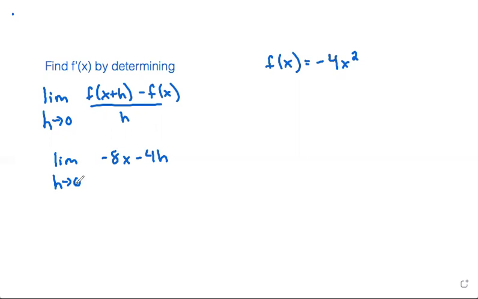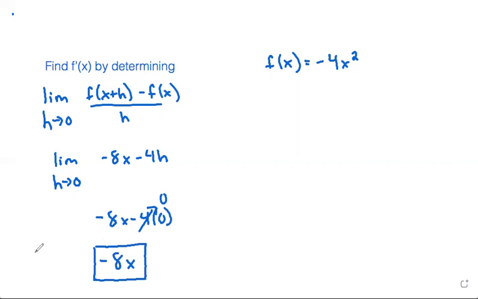From here, to finish evaluating my limit, when my h is approaching 0 and I don't have an h in the denominator, I can just plug in 0 for my h, and I get negative 8x minus 4 times 0. This whole term, because it's multiplied by 0, goes to 0, and my derivative is negative 8x. So that would be the derivative. We can write that as f prime of x.